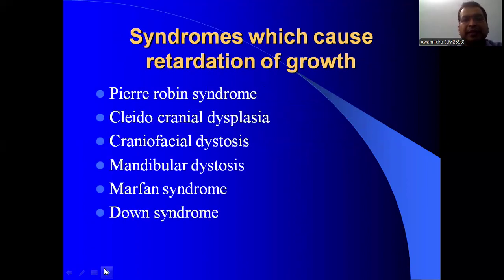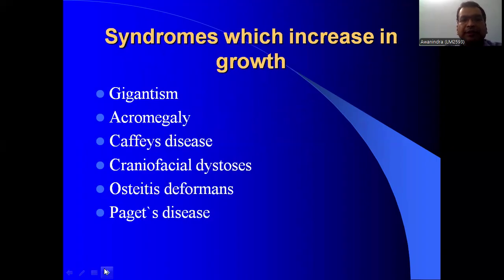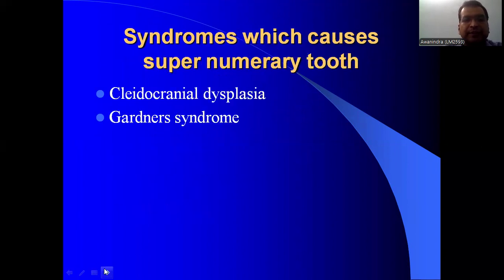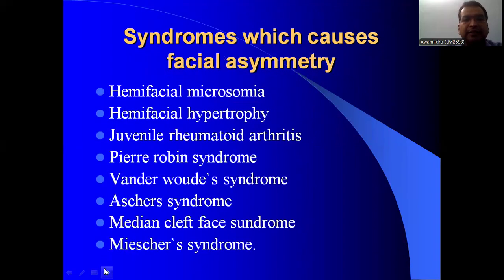Syndromes which cause retardation of growth are Pierre-Robin syndrome, cleidocranial dysplasia, craniofacial dysostosis, mandibular dysostosis, Marfan syndrome, Down syndrome. Syndromes which increase growth: gigantism, acromegaly, Scaphocephaly, craniofacial dysostosis, osteitis deformans, Paget disease. Syndromes which cause supernumerary teeth: you will get it in cleidocranial dysplasia, Gardner syndrome.